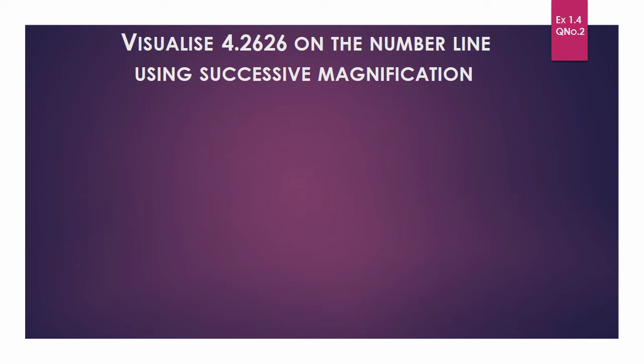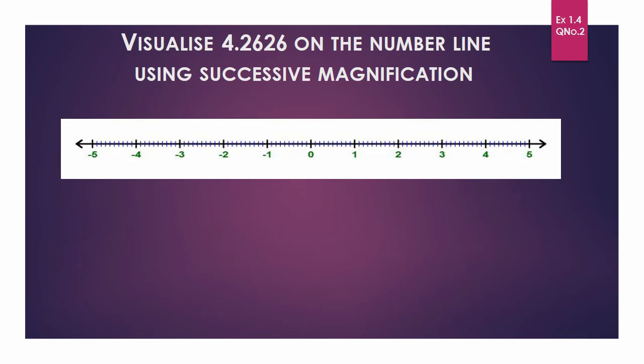Now we have to visualize this 4.2626 on the number line using successive magnification. Exercise 1.4 question number 2. Visualize 4.2626 on the number line using successive magnification. The first step is to locate the range of the number. The number 4.2626 lies between 4 and 5. Here first we will concentrate on 4.2 only. 4.2 lies between 4 and 5.